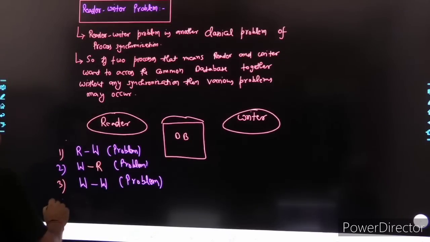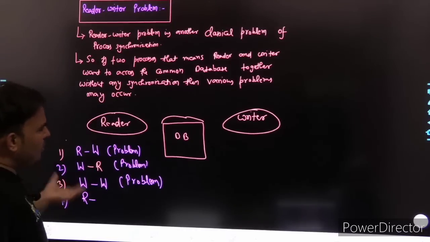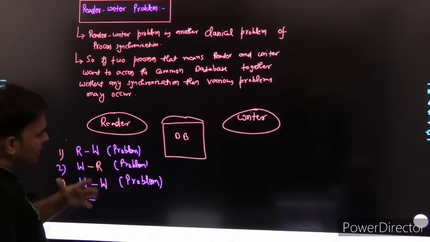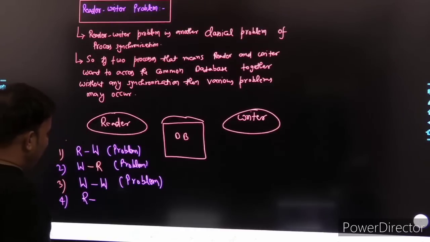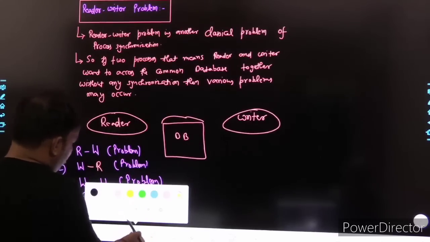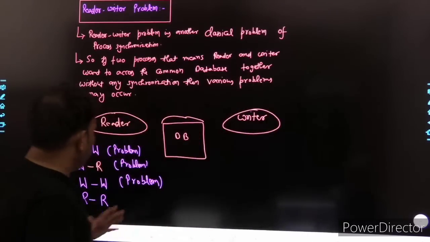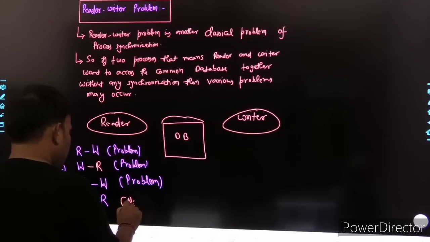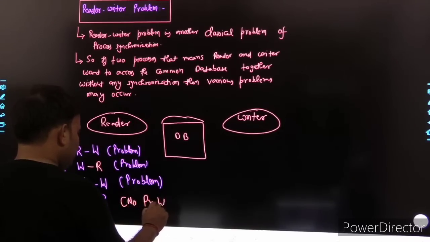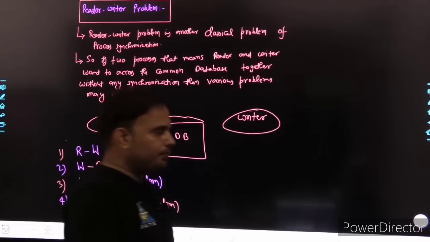Okay, so there is a fourth case. Suppose one reader is reading the database, and at the same time another reader comes and also starts to read the database. Then both reader processes can access the database simultaneously. There is no problem. This is not a problem.